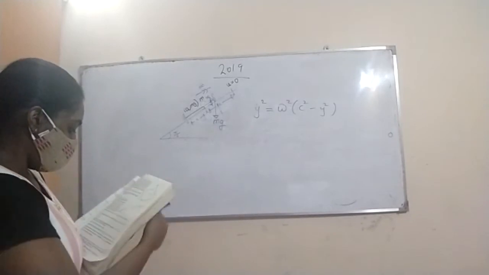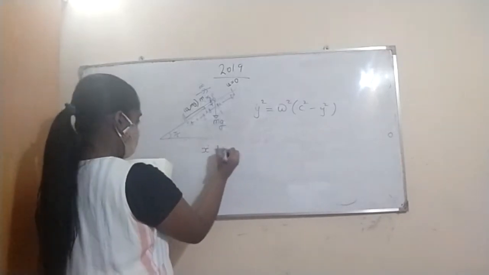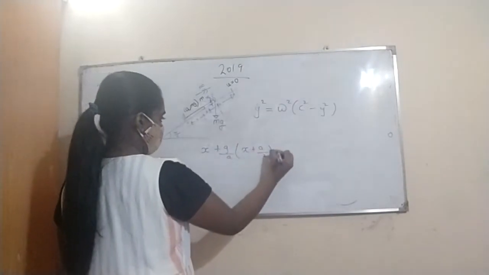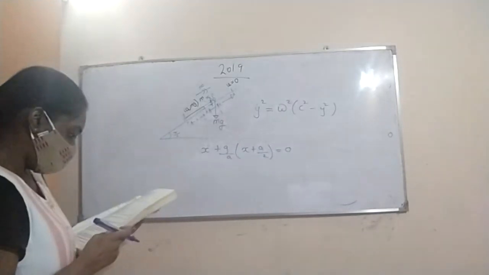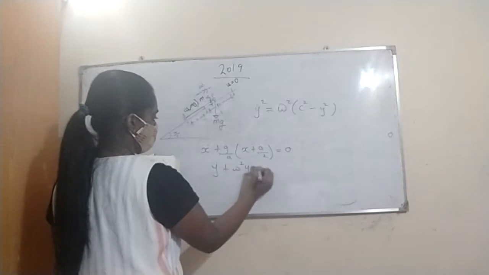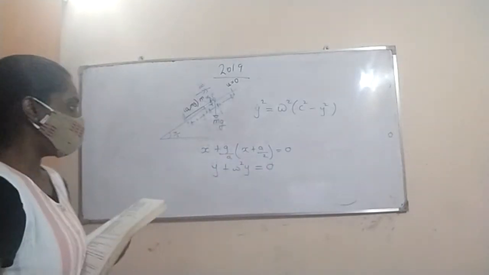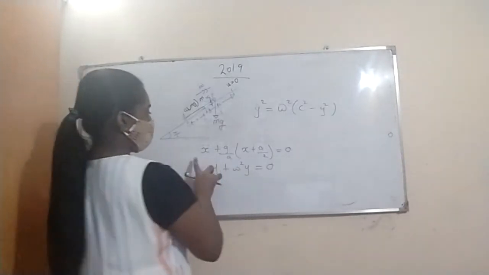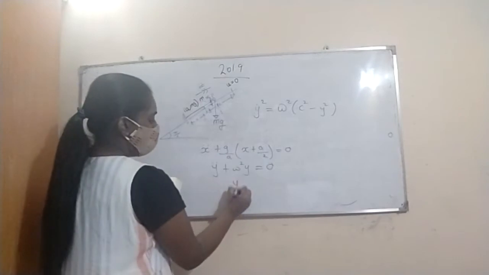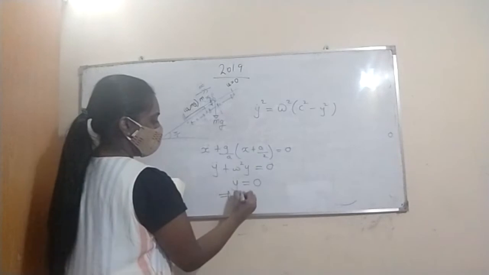So already we found the simple harmonic motion. In the first part, we proved x double dot plus g over a into x plus a by 2 is equal to 0. In the second part, we said y double dot plus omega squared y is equal to 0. So how do you find the center of the simple harmonic motion? You can use this equation or this equation. You can say y double dot is equal to 0. This implies y should be equal to 0.